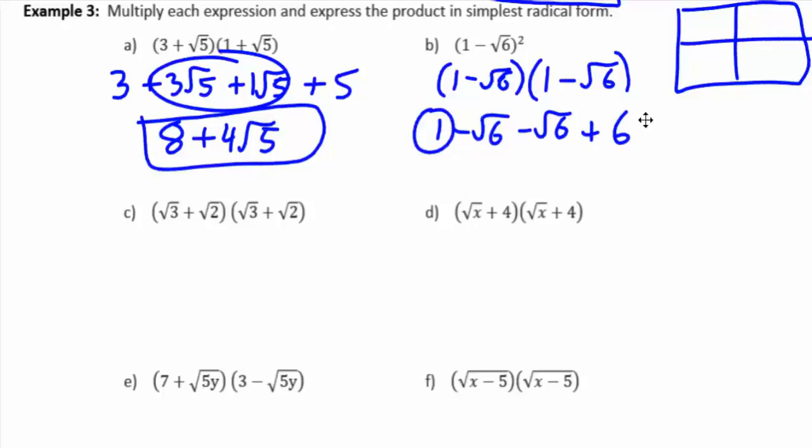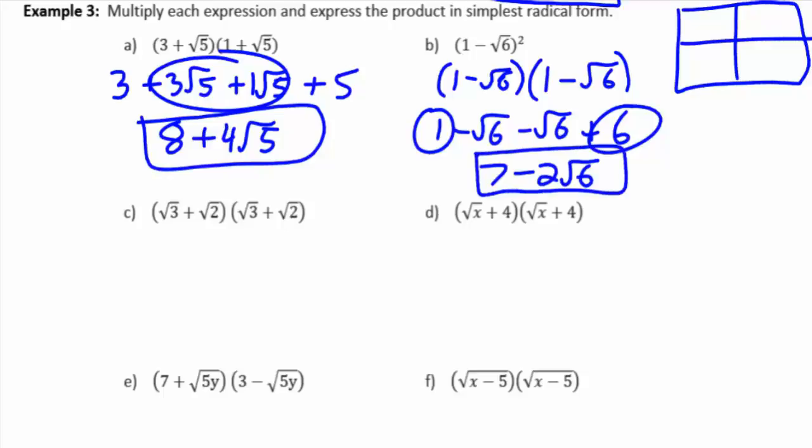So I get 1 and 6 is 7. And this here, be careful. It's a negative 1 radical 6 and a negative 1 radical 6. That is negative 2 radical 6. All right.